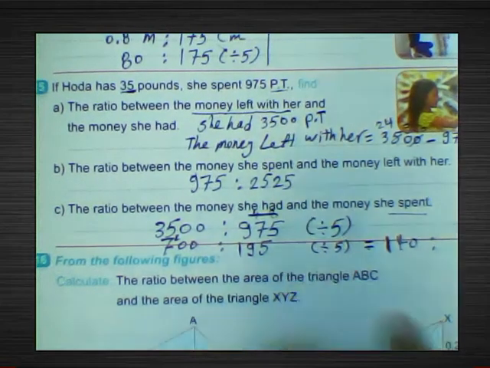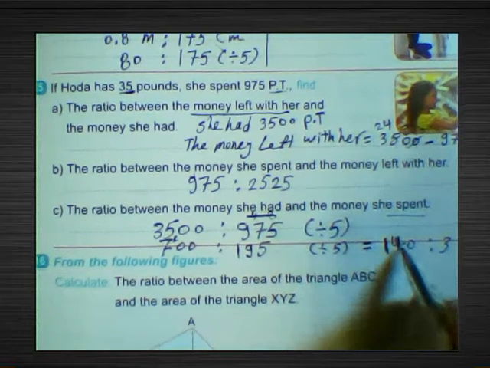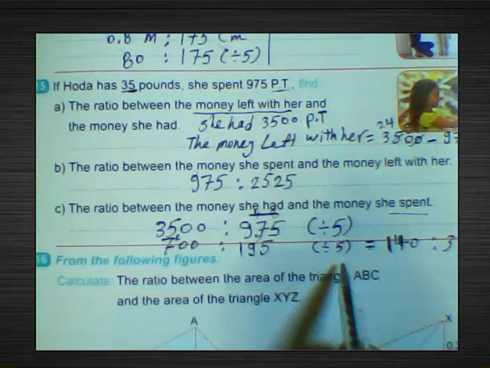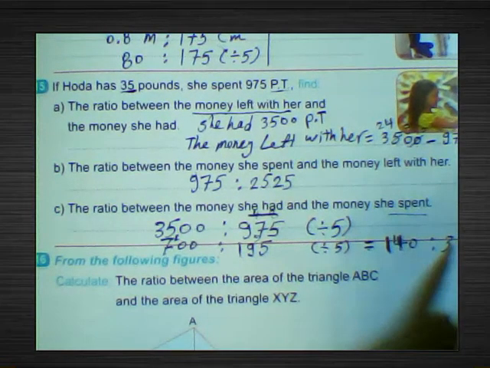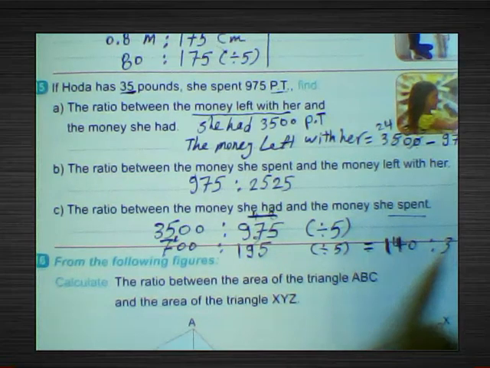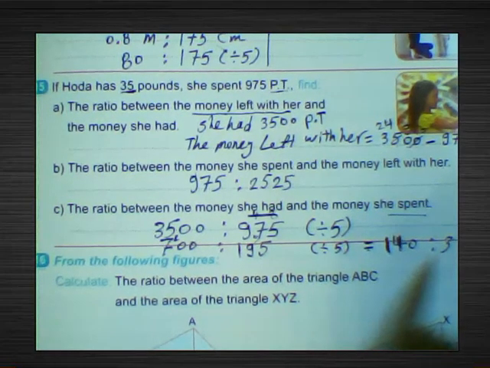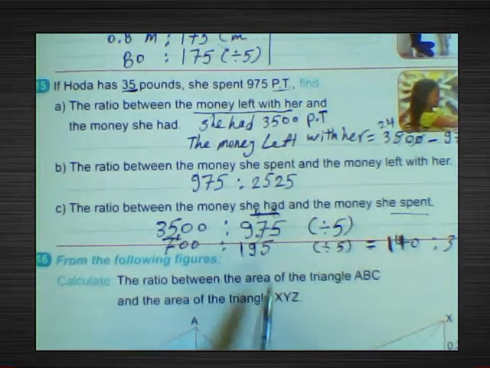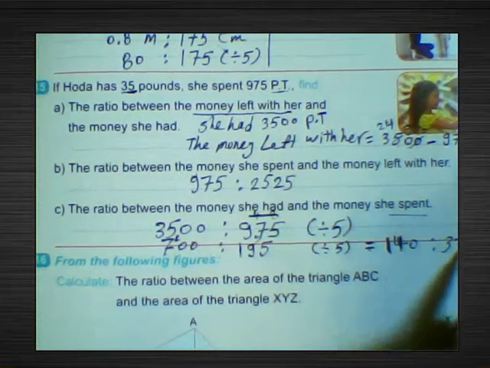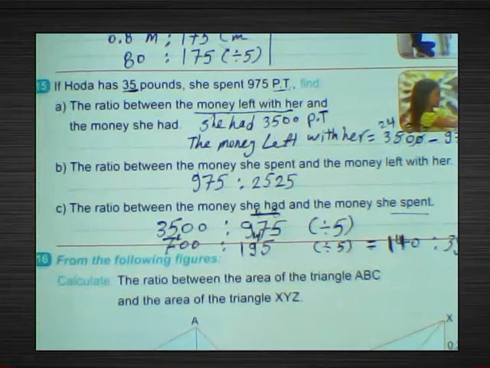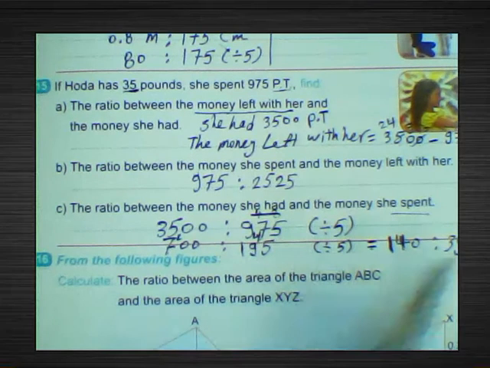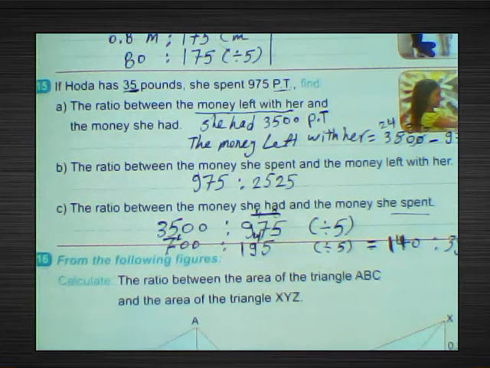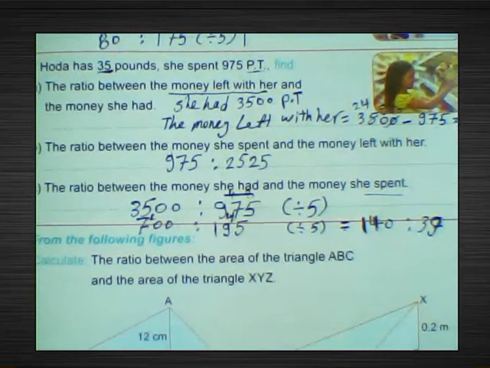19 divided by 5 equals 3. It's okay, because 3 times 5 equals 15, and the remainder 3. 35 divided by 5 equals 7. Again, 35 divided by 5 equals 7. 19 divided by 5 equals 3, and the remainder 4. 45 divided by 5 equals 9. The result will be 140 to 39.